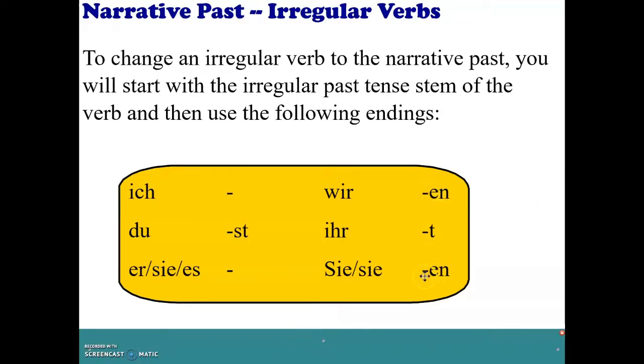For all of the others, these are our normal present tense conjugation endings, just added to an irregular past tense stem. So ich takes no ending, du takes an st ending, er, sie, es, no ending, wir gets an en, ihr gets a t, and sie gets an en. And let's take a look at what that would look like.